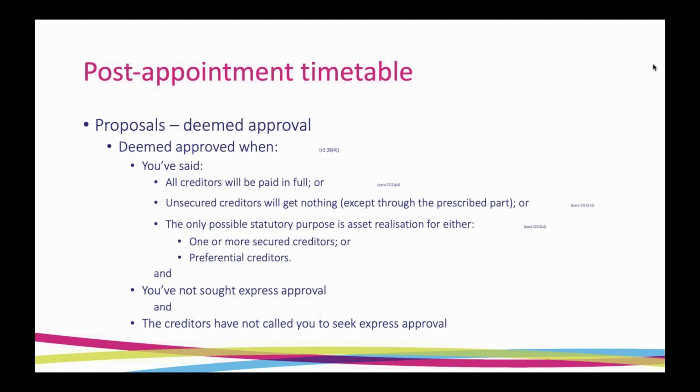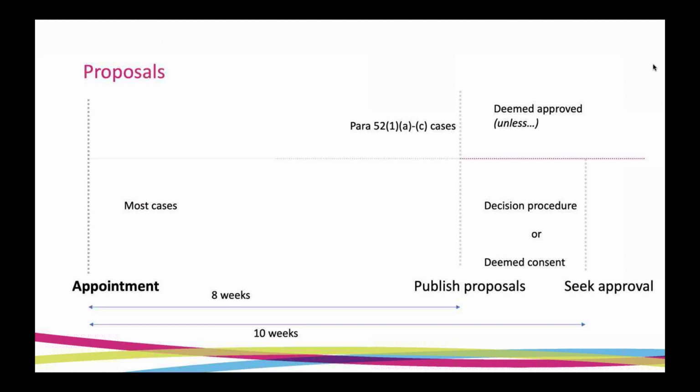Deemed approval: if you've got a case which is on a paragraph 52.1 track, you've got the right to have your proposals deemed approved, have them approved without a vote. You've also got the right to actually ask creditors expressly to approve them, either through deemed consent or a decision procedure. And if the creditors feel that they are being excluded and want to do something about it, they have got a statutory right to trigger a procedure for you to ask them for express approval of their proposals.